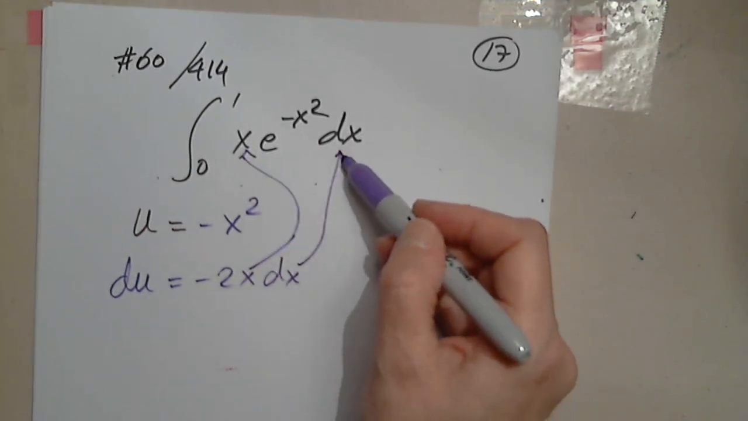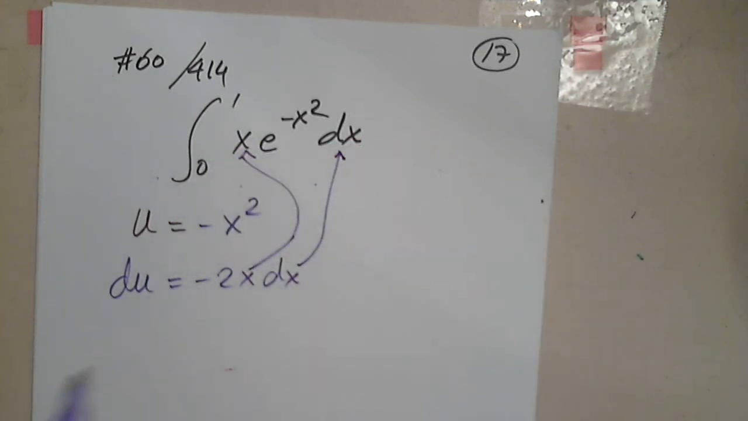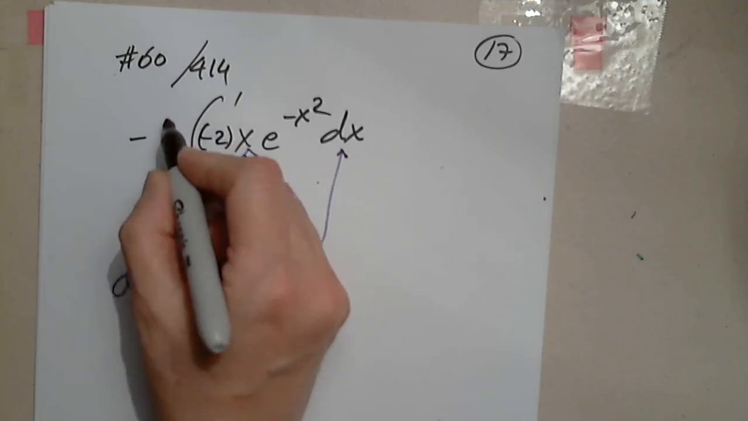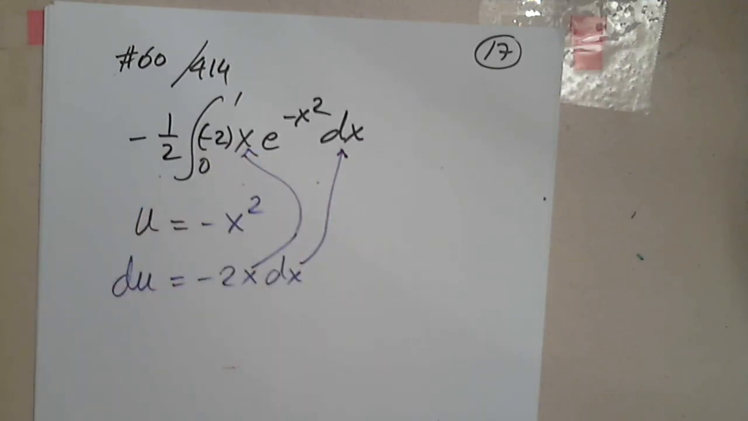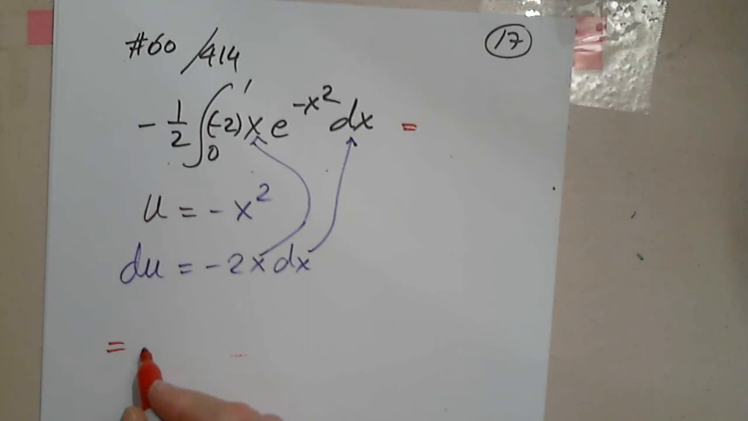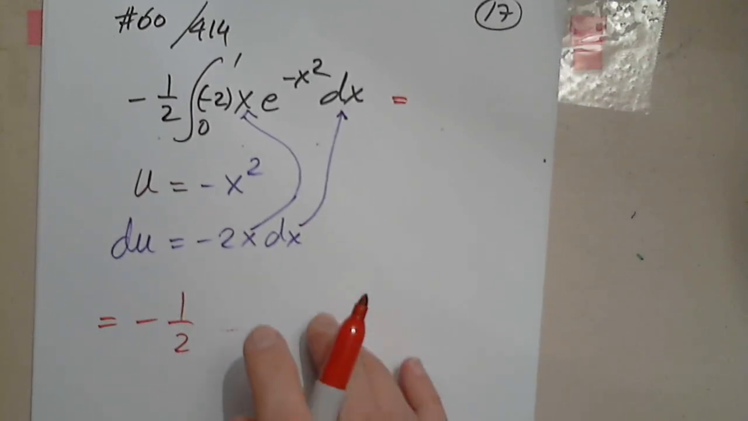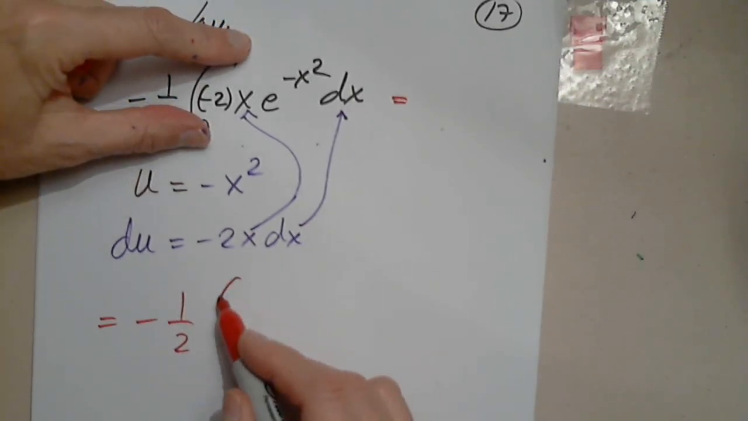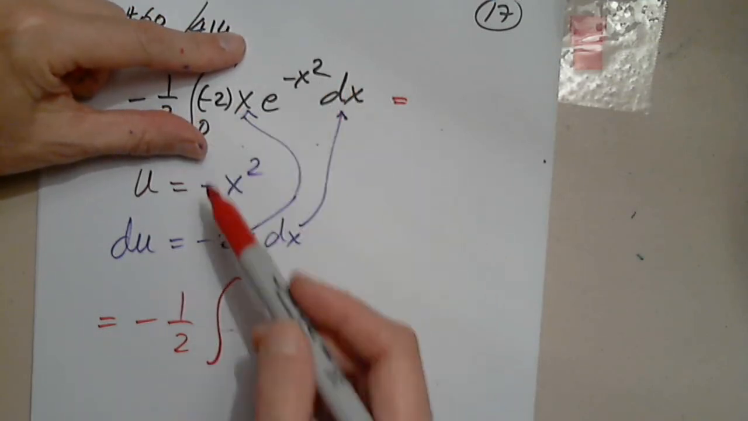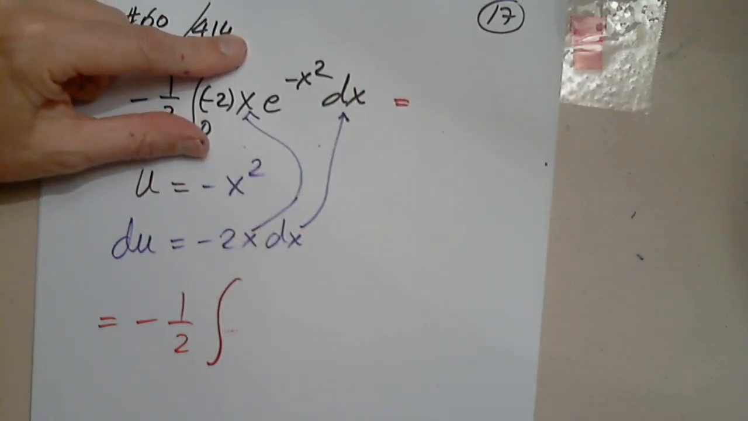I have the x, I have the x, but I'm missing something. What am I missing? Negative 2. No worries. I multiplied and divided by negative 2, which means 1. I didn't change anything. Everything is good. I copy negative 1/2. Do not copy the limits of integration. Just tell me for now, what do I write in here? Do not copy the limits of integration.